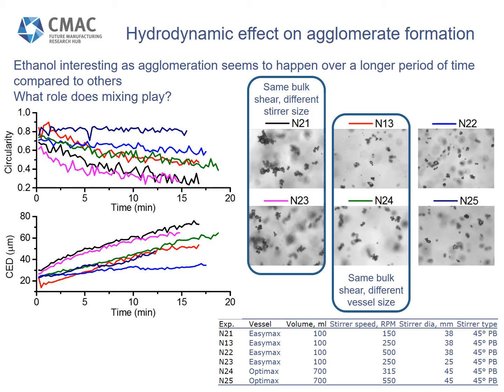Similarly to this, experiments N13 in red and N24 in green also have the same average bulk shear, but at different crystallizer scales and stirrer diameters. Now, if we use the particle responses from the vision tools, we can see that the response in circularity and CED for experiments N21 and N23 in pink and black here are very similar, as are those for N13 and N24 in the red and the green.